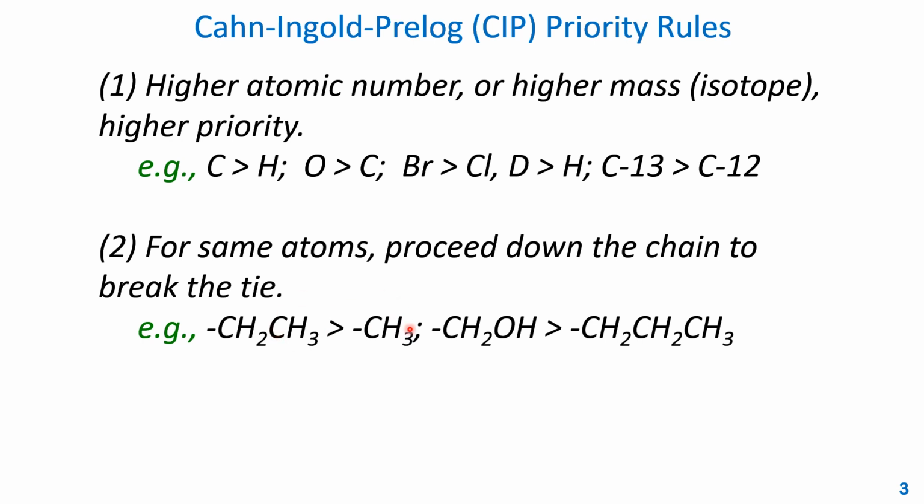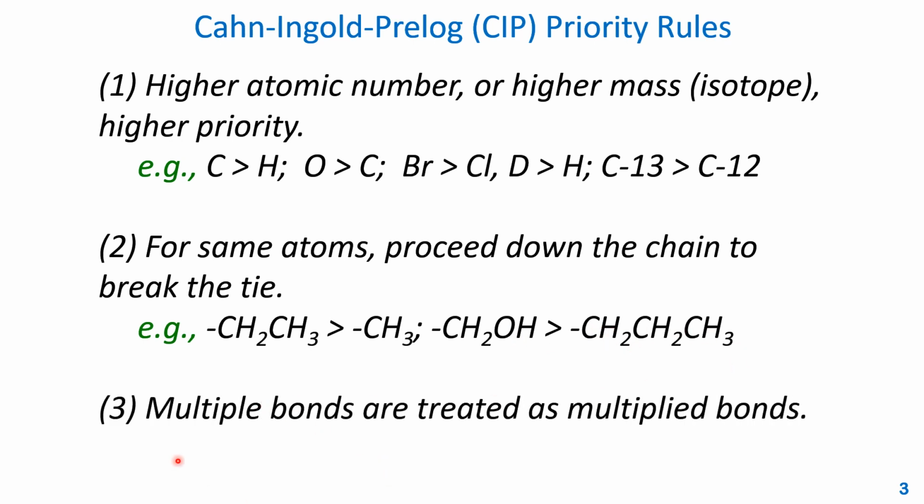Carbon is higher than hydrogen. Now this group is higher than this group. This is methyl alcohol basically. This is the propyl. First carbon, it's a tie, but if you look at the further attachment, you have oxygen here. You have another carbon here, and the 2 hydrogens even out. So this is higher than this group.